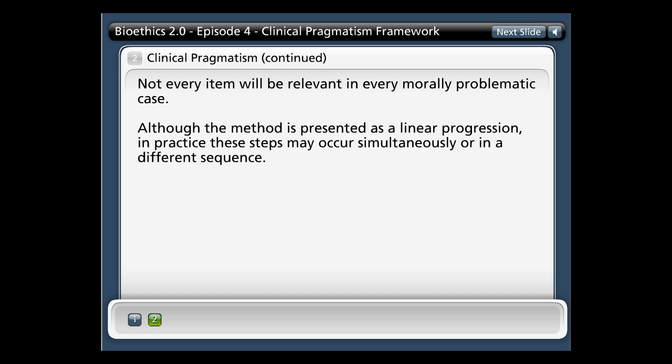It's also very important to note that not every item on the 4-stage process of clinical pragmatism will be relevant in every morally problematic case. It is provided as a guideline to be all-inclusive, and although the method is presented in a somewhat linear progression, in practice you should know that these steps may occur simultaneously or in a different sequence. You may assess facts after you have a diagnosis, and these are just preliminary guidelines for you.